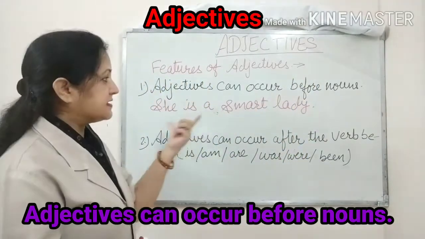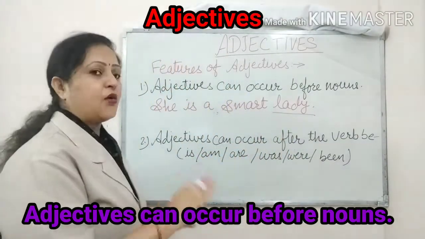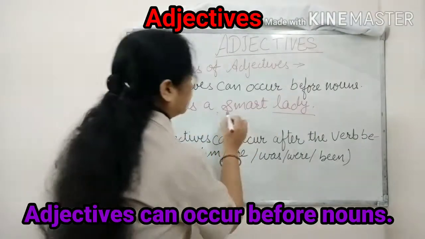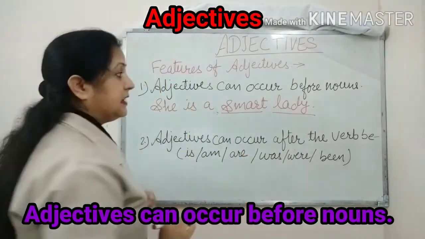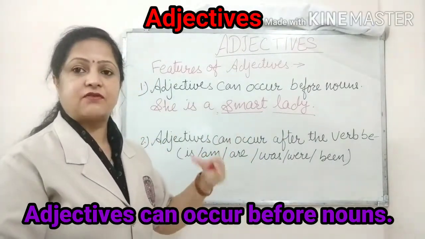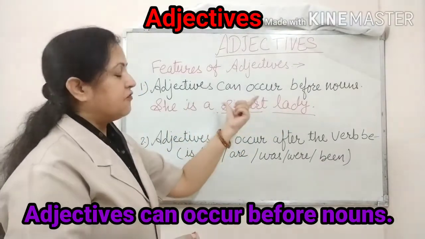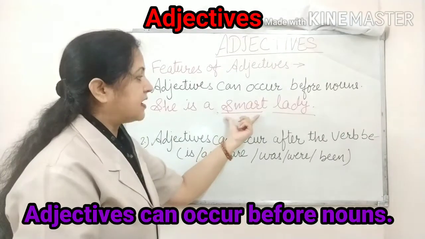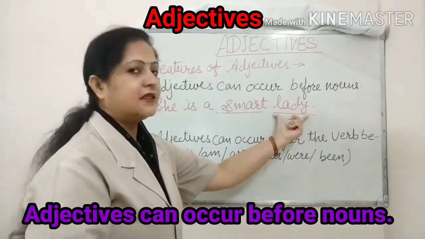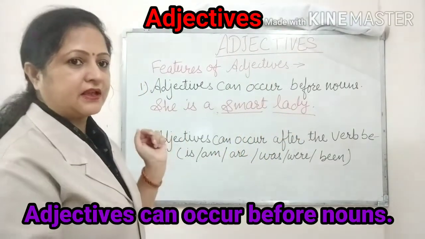In this sentence we can see the noun is lady. So how is the lady? Smart. Here smart is telling us the quality of the lady. It is telling us more about the noun. And in this sentence, the adjective smart comes just before the noun lady.